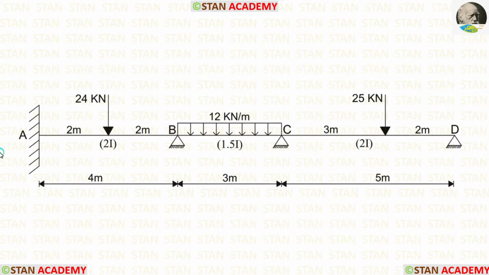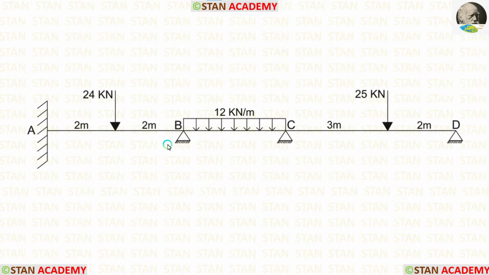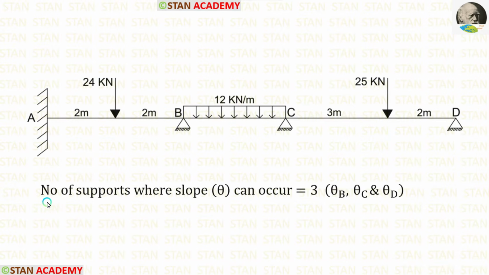In the slope deflection method, we have to find the number of supports in which slope can occur. Let us see the conditions. In the fixed support, there will be no slope. In the hinged support, there will be slope. In the roller support also, there will be slope. In this beam, there are three hinged supports, at the point B, the point C, and the point D. So, the number of supports where slope can occur is equal to 3.